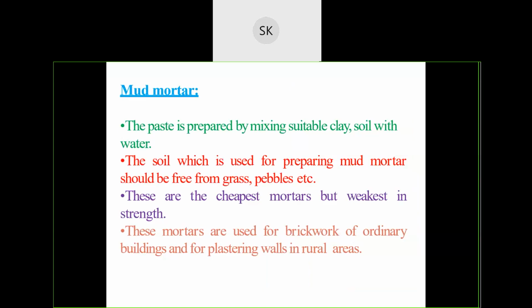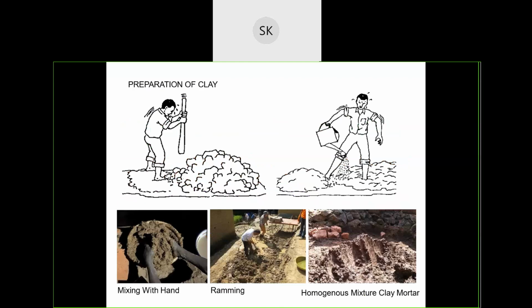Now the mud mortar. It is nothing but a mixing of some soil and clay plus water. The soil used for preparing mud mortar should be free from grass, pebbles, etc. If there is grass and pebbles, it won't give suitable strength. These are the cheapest mortars but weakest in strength. It is used for brickwork of ordinary buildings and for plastering walls in rural areas. If you see rural homes, they are made of mud mortar.